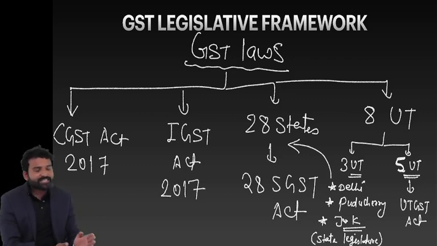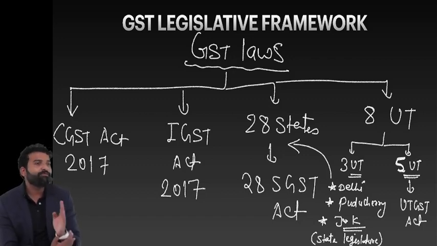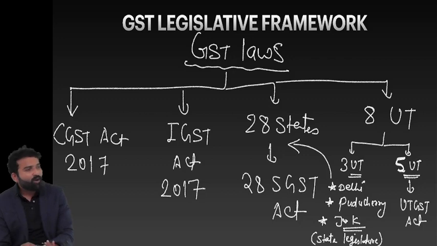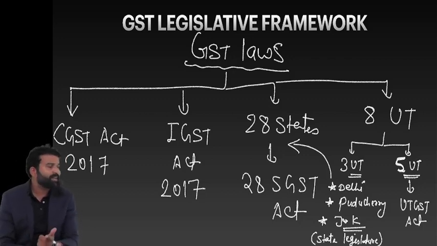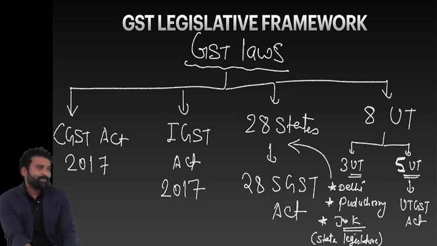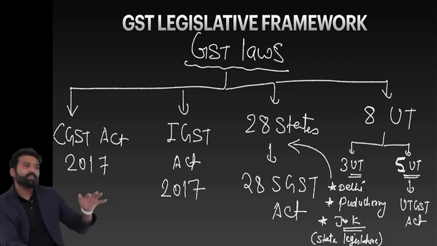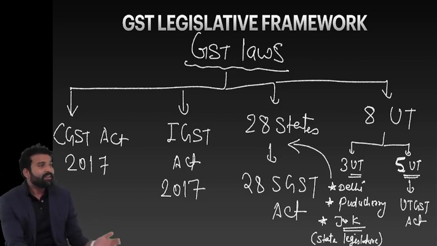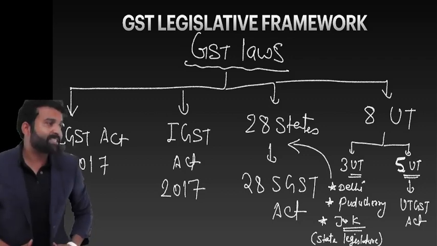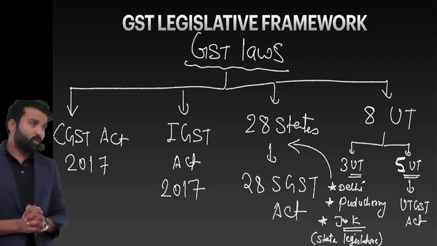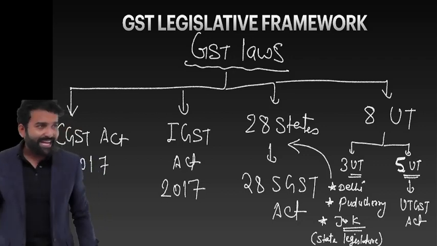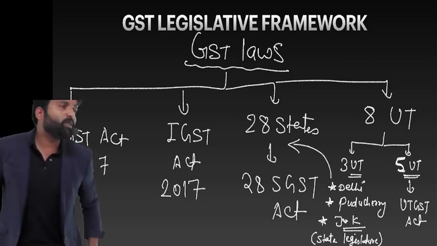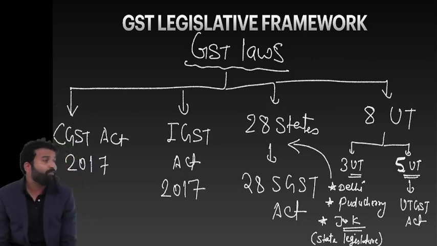For 5 UTs, we have the UTGST Act. So we only have 5 UTGST Acts. And for 3 UTs, that is Delhi, Puducherry and Jammu and Kashmir, we have the SGST Act. So basically we have 31 SGST Acts: 28 for the states and 3 for the UTs. The remaining 5 UTs are not covered under any state legislation, and for that we have the UTGST Act. They might ask you in an MCQ which union territories have UTGST and which have SGST. 3 union territories are covered under the ambit of the SGST Act.